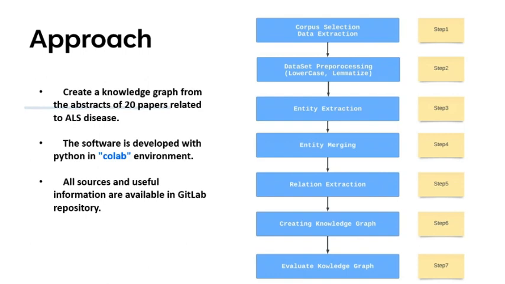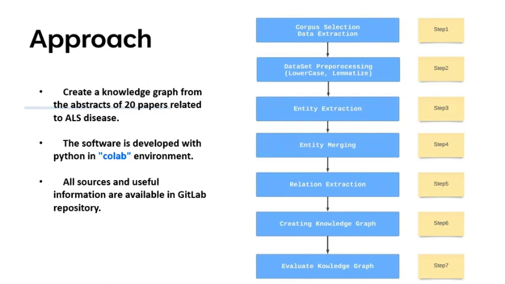The next step is extracting the entities from the dataset that we get from the data extraction. The fourth step is entity merging. We try to merge the same entities or remove the unknown entities, etc. The fifth step is relation extraction, one of the most important steps in creating a knowledge graph. After that we can easily create our knowledge graph, and the last step is evaluating our knowledge graph, which we decided to evaluate manually.